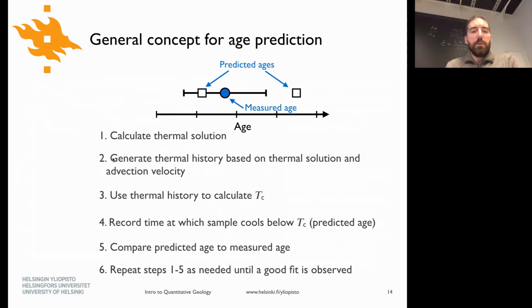So the way that we're going to work in the exercise for this week and next is you calculate some thermal solution. So basically, we put in the values to this temperature calculation, come up with the temperature history based on that thermal solution and the velocity at which rock is moving up toward the surface, use that thermal history to calculate a closure temperature, and then record the time at which the rock cools below that closure temperature, which is basically the age we would have for that mineral, and then compare that to the ages that are measured from the western part of the Himalaya in Bhutan. And essentially, you could just do that over and over again until you get a good agreement between the measured ages that were observed in the Himalaya of Bhutan and our prediction from the numerical model. And that's actually what you'll do in exercise 7, that repeat step.